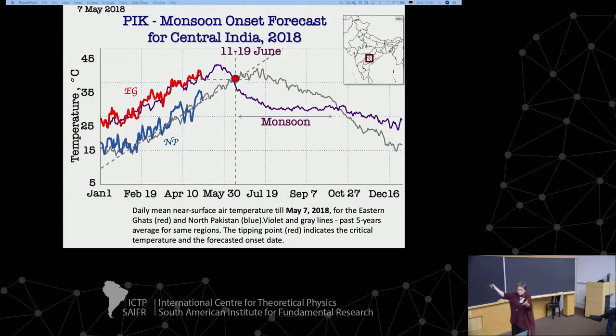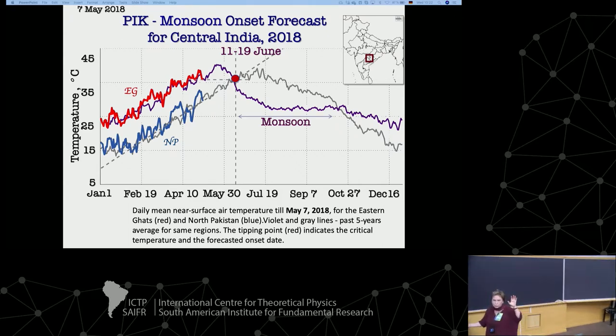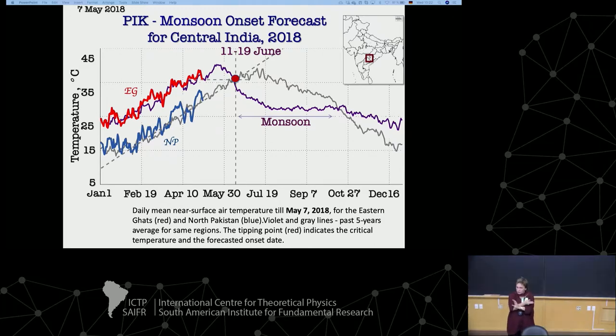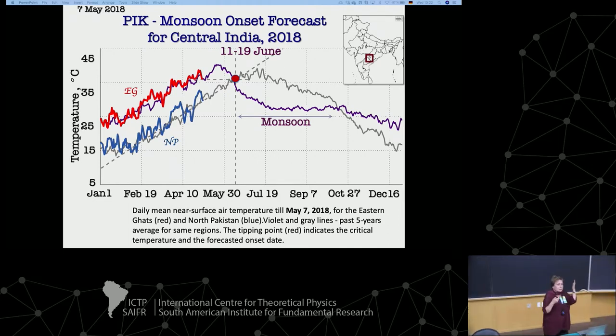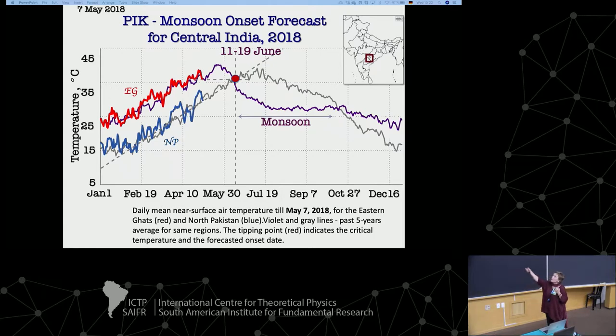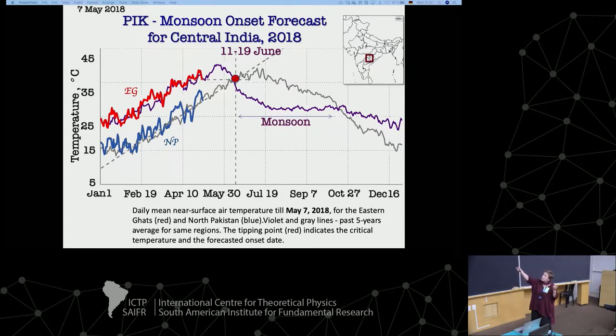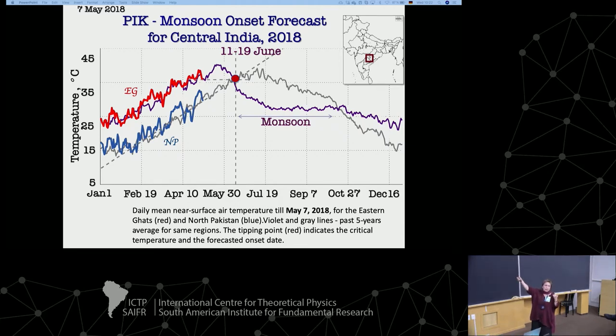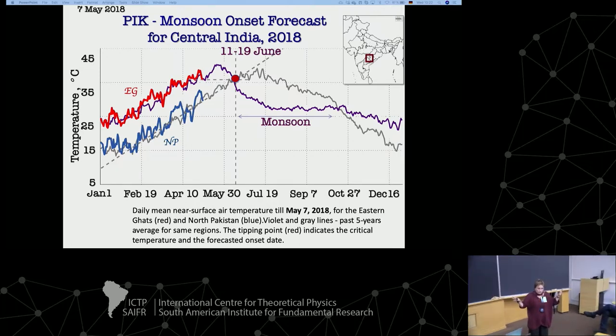So what can we do? Now we have more information. We have two reference points, two critical elements, and some relation between them. Now let us try to predict. Let us assume that we have only one critical tipping element, Eastern Ghats. Temperature grows, fluctuation grows in this region in the pre-monsoon season, but we're not able to say when it's going down. It's just theoretically impossible. However, we have North Pakistan. In this period of time, temperature in North Pakistan grows in a linear way.